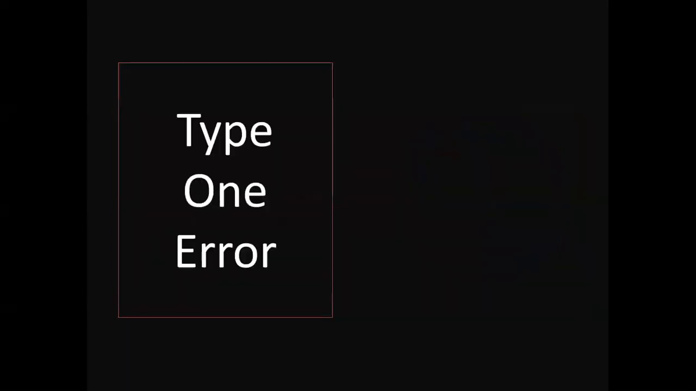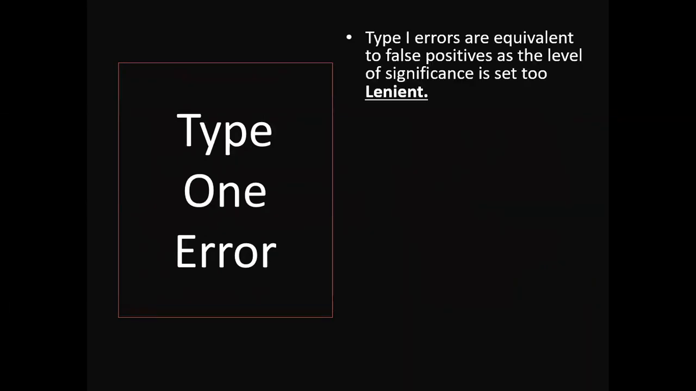We're going to focus on the idea of a type 1 error. Now, we've got a type 1 error and a type 2 error, and these are associated to our levels of significance. Type 1 errors are the equivalent to false positive as the level of significance is set too lenient. Okay, let's deconstruct that sentence.